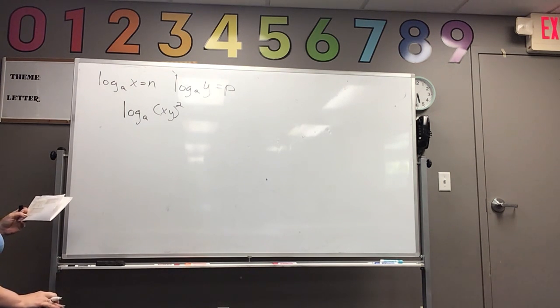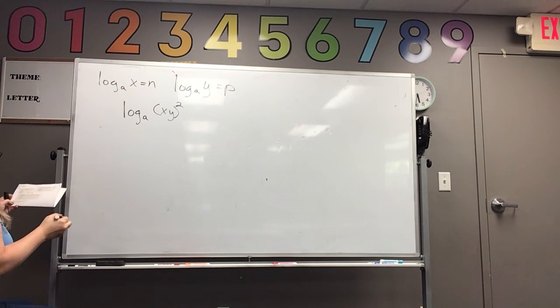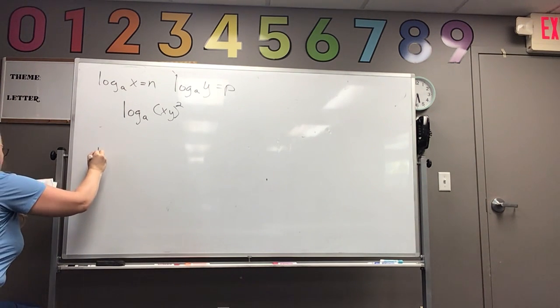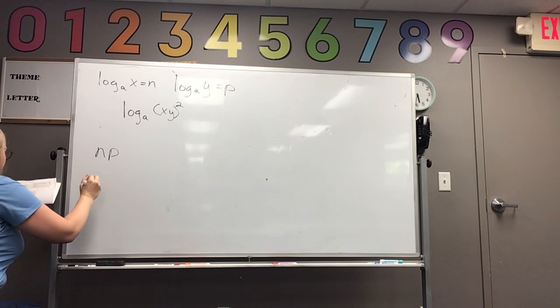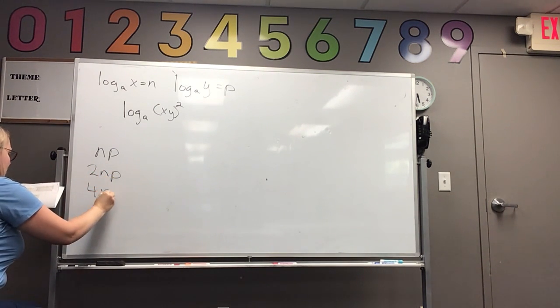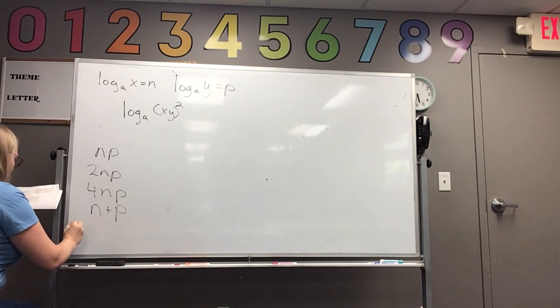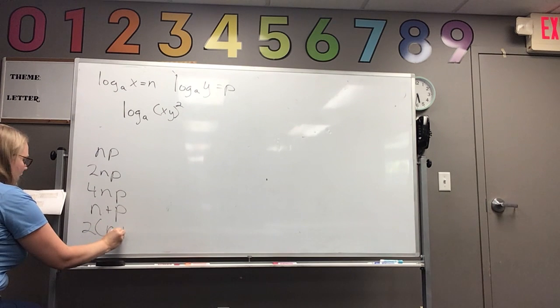It's always good to start a question without looking at the multiple choices, but after a bit, it is good to check in. Our choices are NP, 2NP, 4NP, N plus P, or 2N plus P.